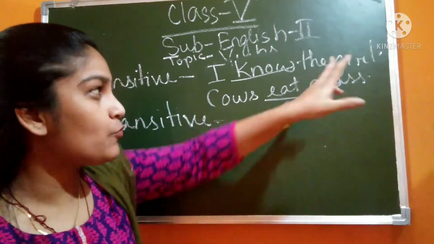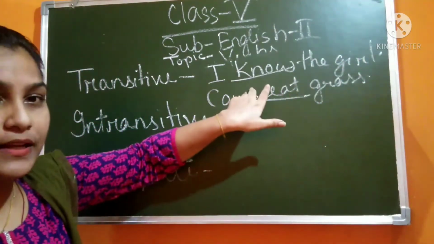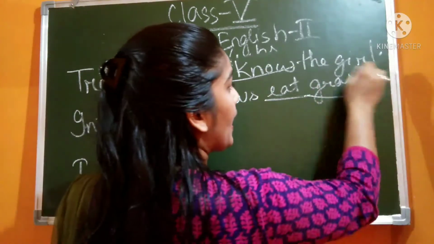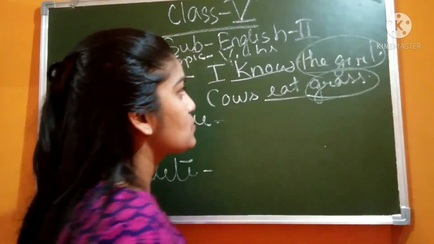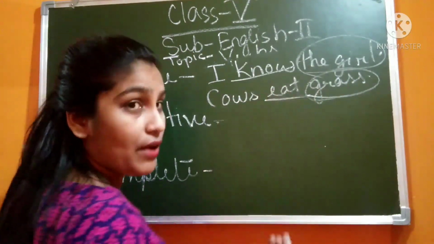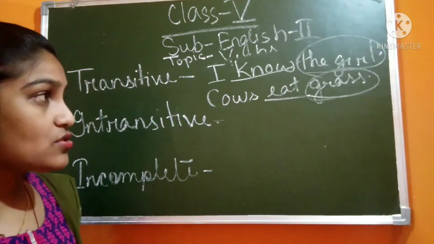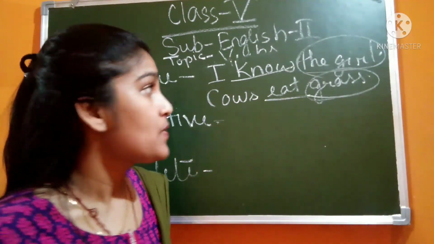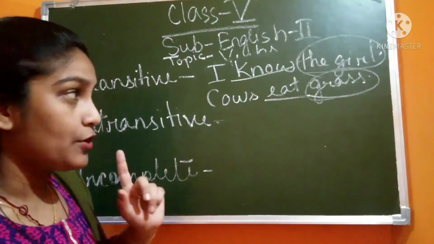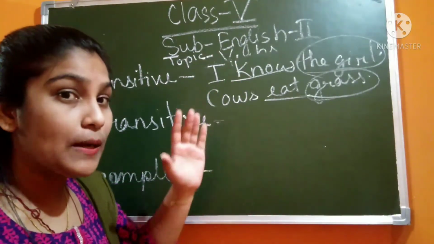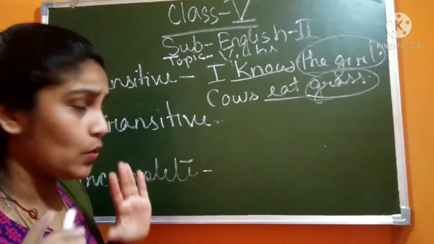If we do not write the girl, it is incomplete, right? Cows eat what? So we need an object, right? Here the object will be: I know whom? The girl. Cows eat what? Grass. So these are objects. It can be a person or thing that receives the action. That is what a transitive verb is, okay? That means it needs an object to complete its action.